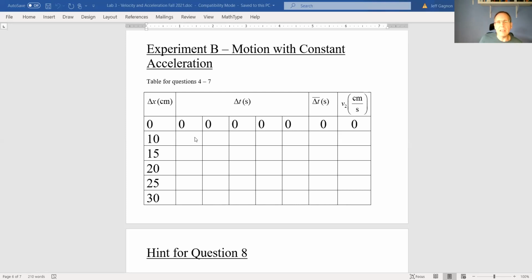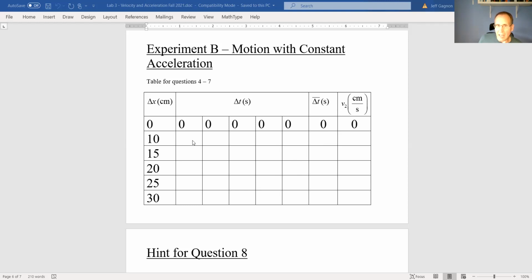And again, I'm getting the time it takes that flag, whether it's 10 centimeters, 15, 20, 25, or 30, the 5 different flag lengths, 5 different conditions here, to pass through the photo gate. So I'm collecting 5 trials for each of those flag lengths again. These are just the times. The second to last column is your average time.